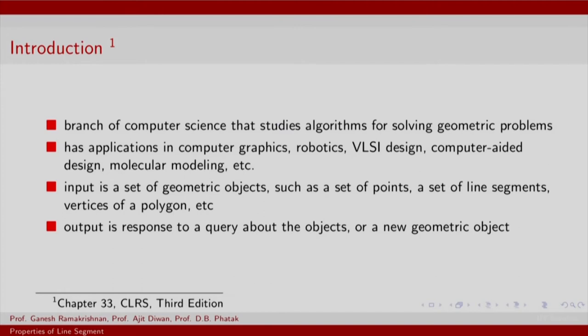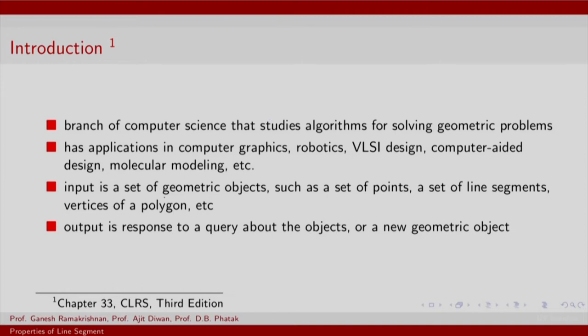So, computational geometry happens to be a branch of computer science that studies algorithms for solving geometrical problems, and it has applications in graphics, robotics, VLSI design, computer design, molecular modeling, etc. Basically all areas that have something to do with shapes of objects and understanding properties associated with those shapes.